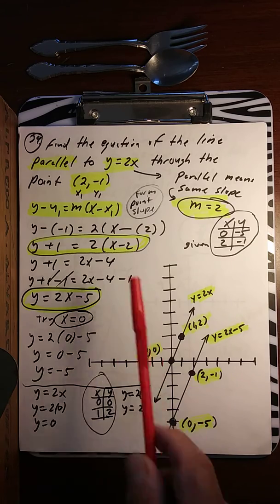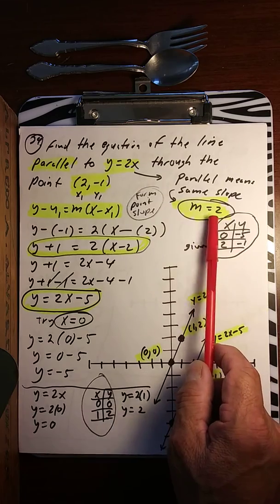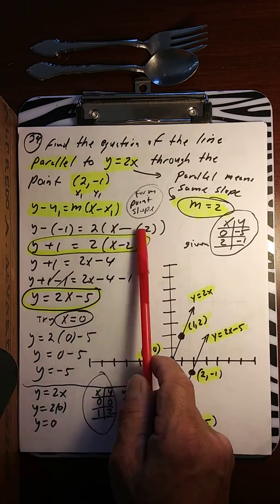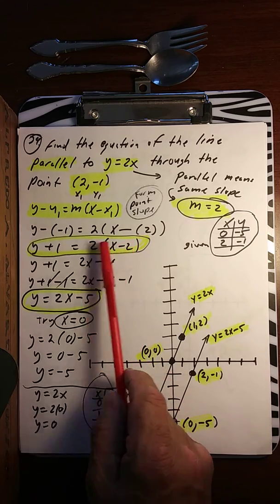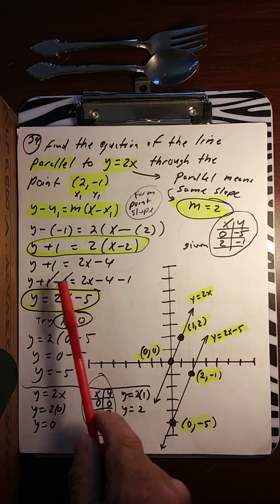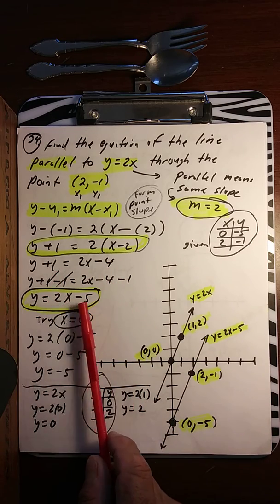Find the equation of the line parallel to this. Parallel means the same slope. (2, 1) again. So we have a point, we have a slope. Point-slope formula. Put the numbers in there. So we have x minus 2, negative, negative, positive. So now 2 times that is 2x. 2 times that is negative 4 plus 1. Now minus 1. These are gone. So y equals 2x minus 5.